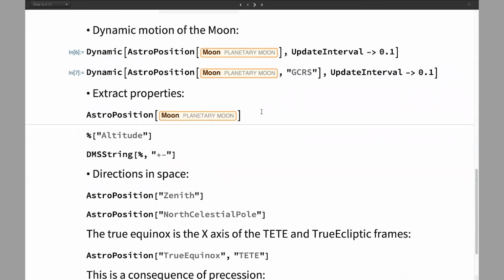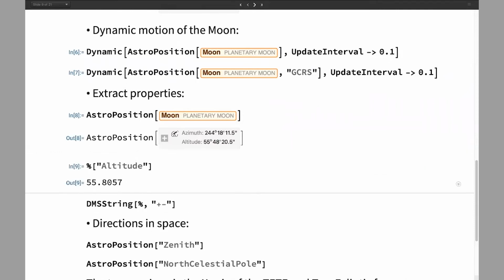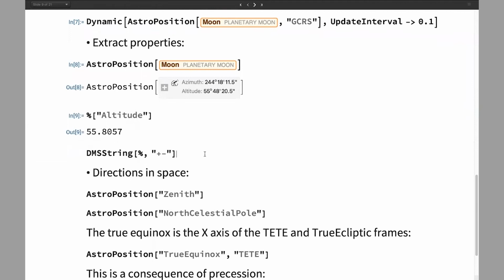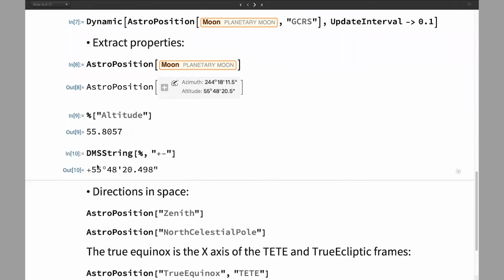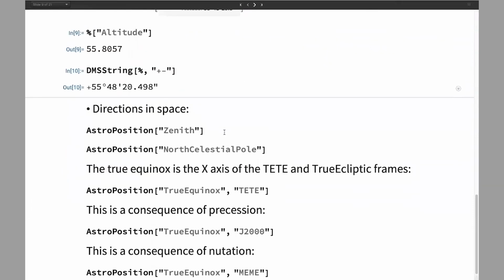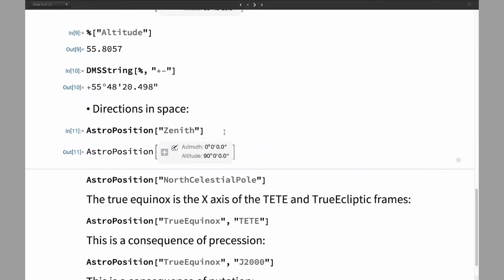So we can say extract as usual with methods, all the information that there is inside. And if you want this expressed nicely, the MS string will do that for you. Astroposition can also understand directions. For example, what's the zenith? The zenith is directly upwards. So that's azimuth is 0, altitude, this angle is exactly 90 degrees.